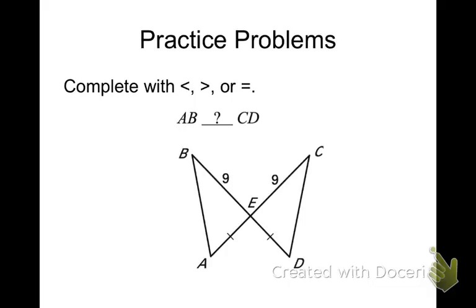So AB, why are they going to be equal? They're not both 9. So AB is here. The angle opposite of AB is there. The angle opposite of CD is there. Why are those two angles congruent? They're vertical angles. Vertical angles are congruent, right? So those would be equal.